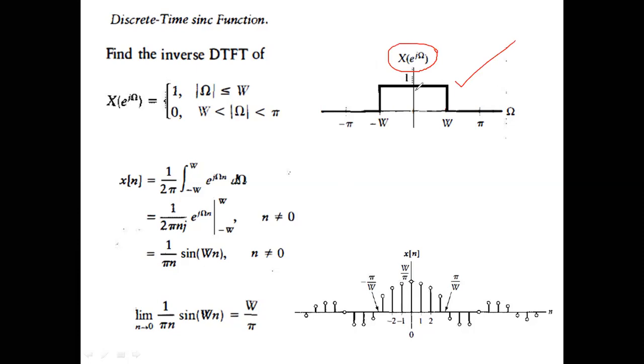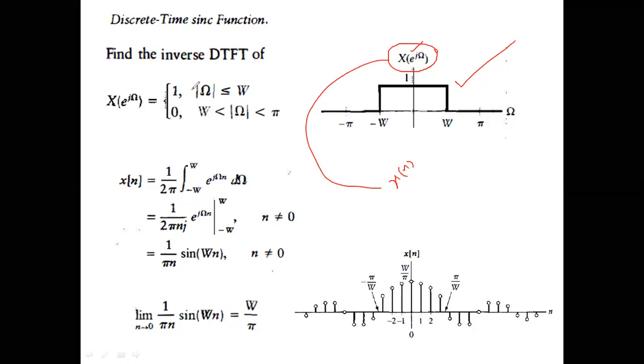Are you convinced that this is frequency? Minus pi to pi, this is the frequency domain. He has given X(e^jω), and he wants us to find out what x[n] is here. So how do we do this, by the way?